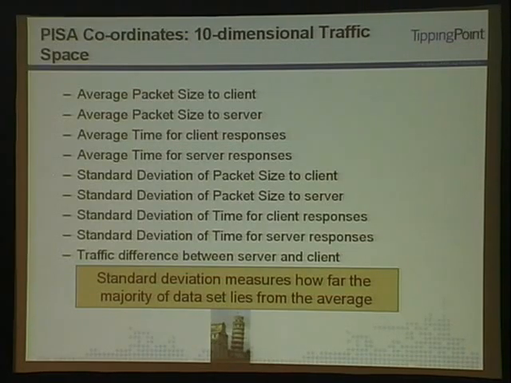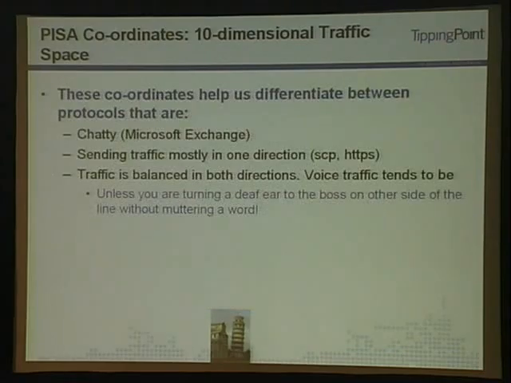We've got the average packet size to the client, average packet size to the server, the average inter-packet delay, you know, how long between subsequent packets, and then the standard deviation of those statistics. And then we also have the traffic difference between the server and client. So you can see how balanced the communication is, who's talking more, who's talking less, that sort of thing. And you want to go into the next one?